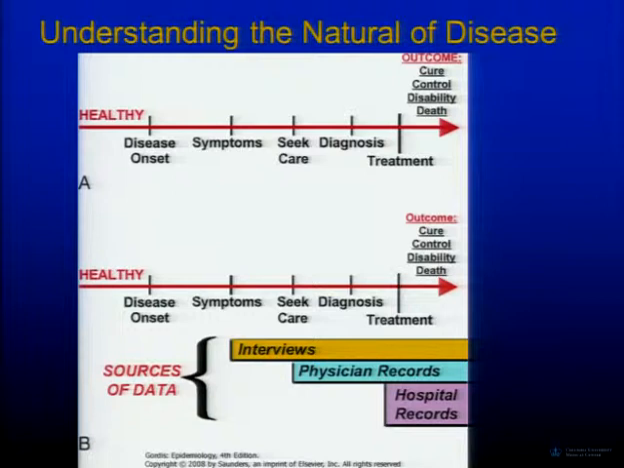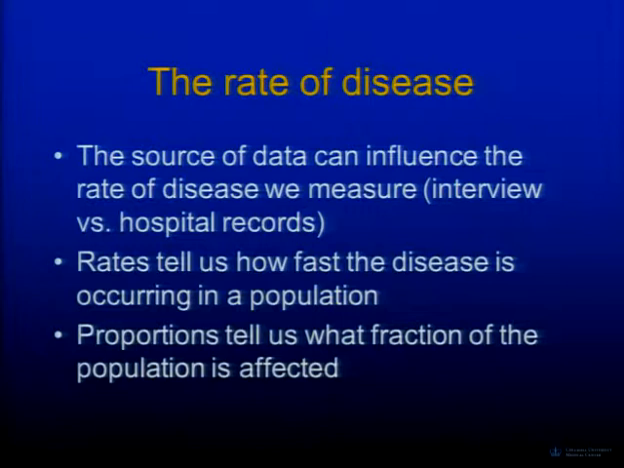You might get it from interview, but in part it's a trick question. You'll get more people there, but you also have a larger denominator. So whether the rate will change or not, we don't know, but we'll capture more people that are actually sick through the interview than we will through the physician records or hospital records. Rates can help us understand how fast the disease is occurring in a population, whereas proportions really tell us what fraction of the population is affected by whatever disease we're interested in.